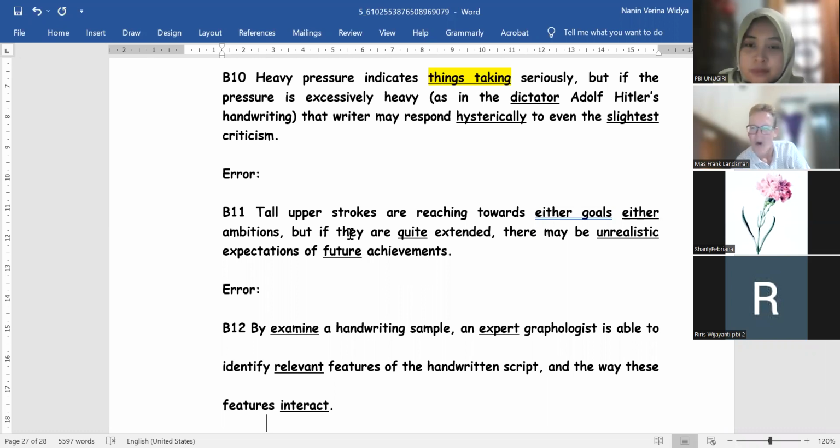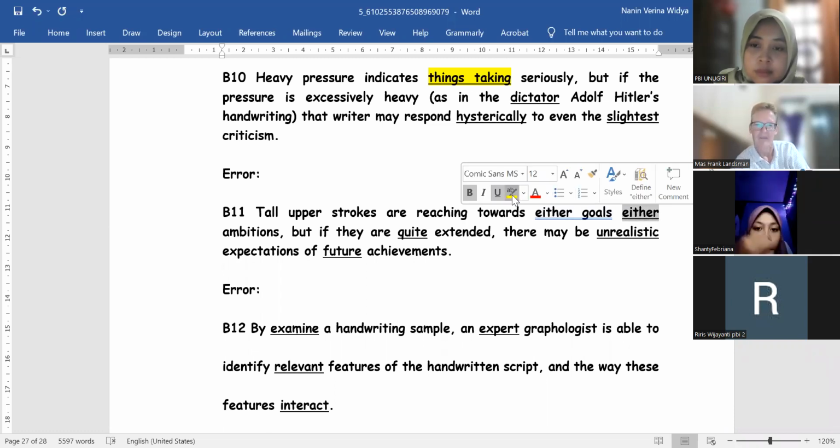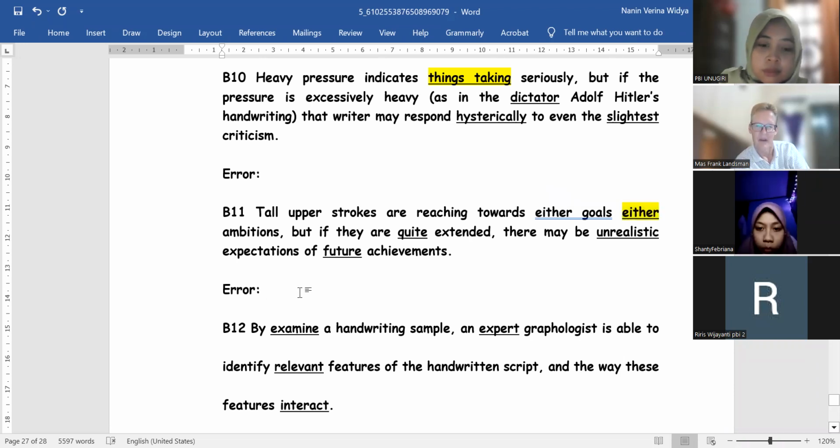So either or, but never either. Tidak ada dalam bahasa Inggris. So either goals or ambitions. So the second either is wrong. Should be or. Yeah. Very good. Almost finished. B12.